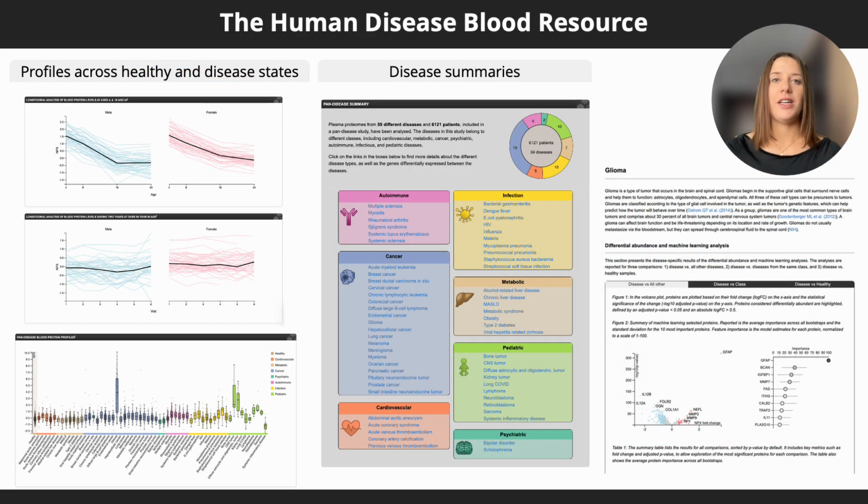All the data that we generated in the study is included in the Human Disease Blood Resource, where users can explore the protein profiles in healthy adults, across development, and also across a wide range of diseases. For each disease type, we also provide summary pages that include the results from differential expression as well as machine learning analysis.